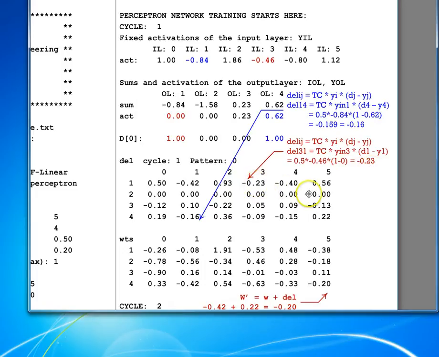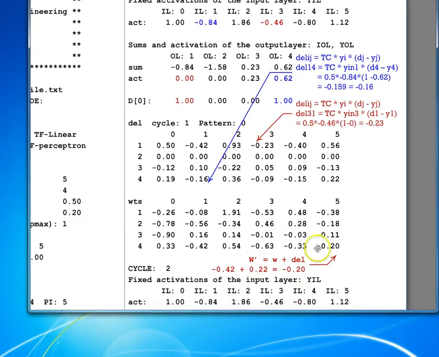Okay, once you have that and the training coefficient, this is the amount of weight change that you make to the original weight matrix. To get the new weight matrix, you take your old weight matrix and add the corresponding weight changes, and then you get the new weight matrix. Here this is a new matrix. So W dash is equal to the old weight, adding the corresponding weight elements in the delta to get a new weight matrix.